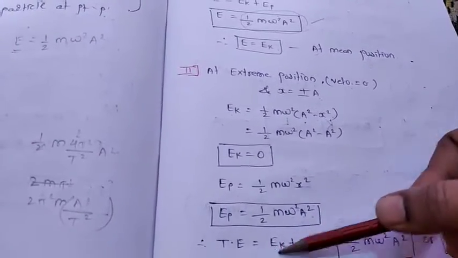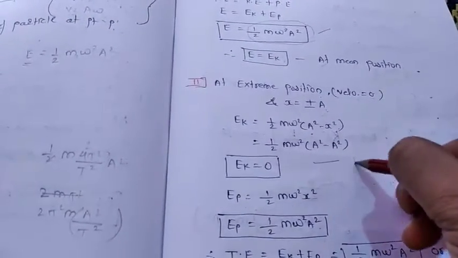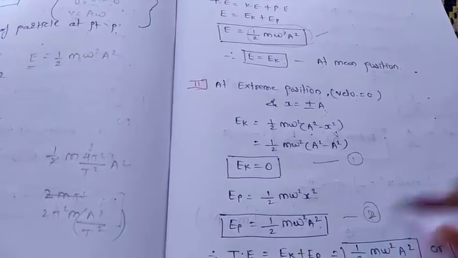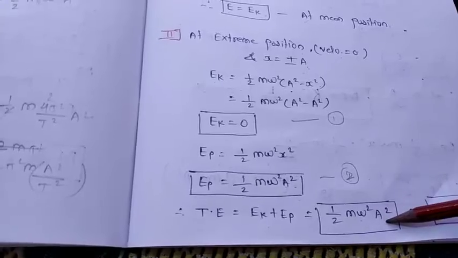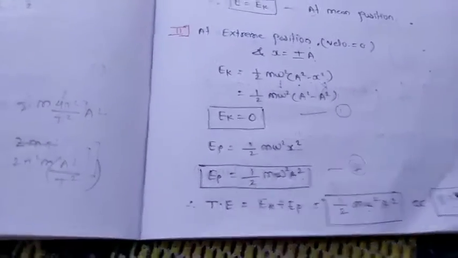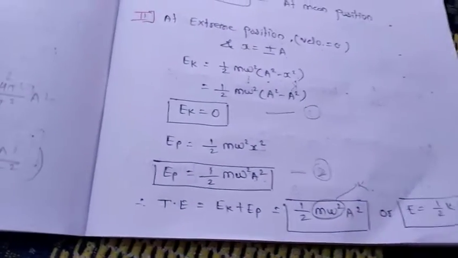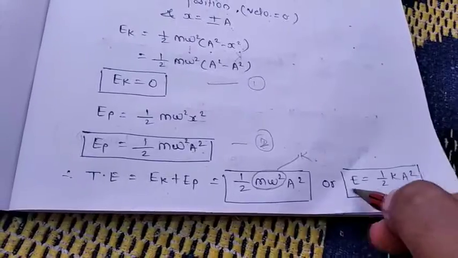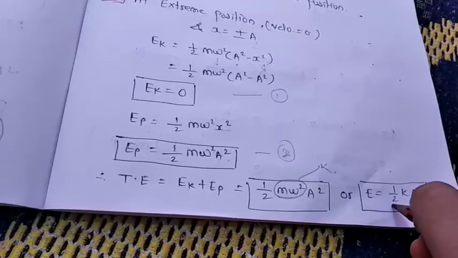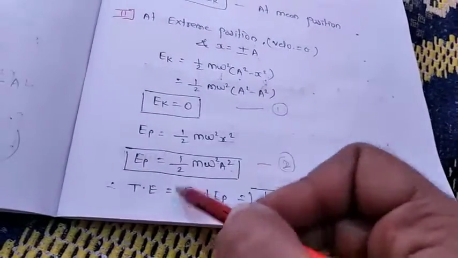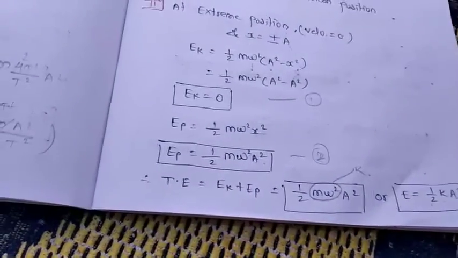The total energy is again the sum of kinetic plus potential energy. Put these values, this is equation number 1 and this is equation number 2. Combining these two equations we have 1 by 2 m omega square A square. This m omega square is nothing but K, we know. So we can write this equation in the form E is equal to 1 by 2 K A square. So we can say at the extreme position the total energy is equal to the potential energy, right?